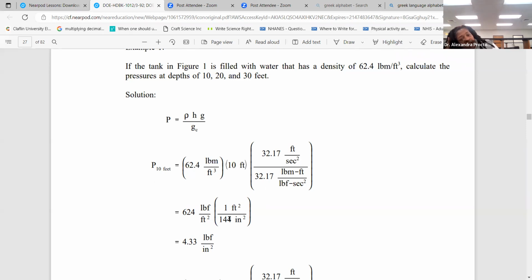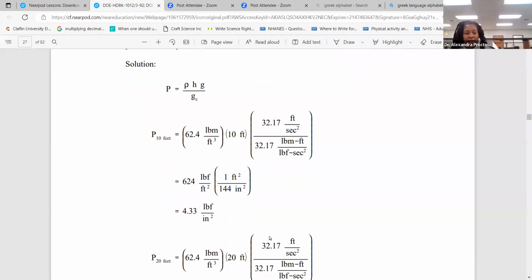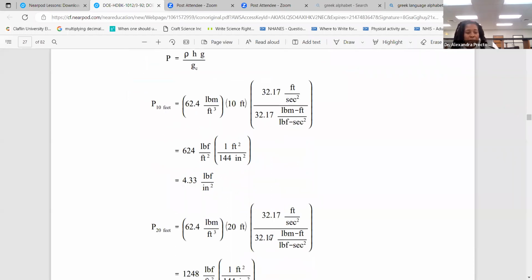And then they use this conversion factor to convert between feet squared and inches squared. Well, feet and inches, and they square that. So what they wind up with is 4.33 pound force per inch squared as the pressure at a depth of 10 feet.